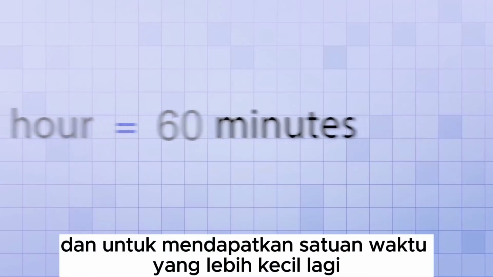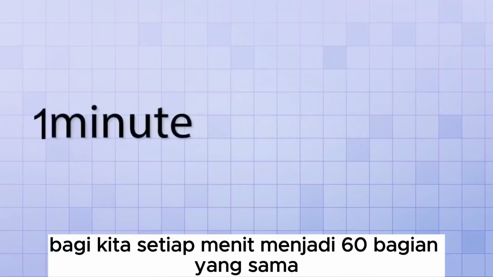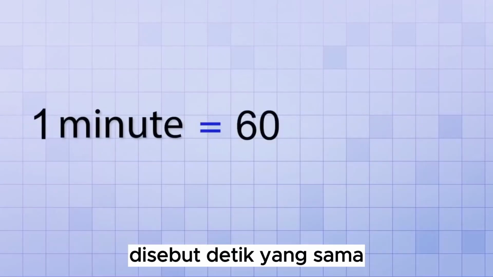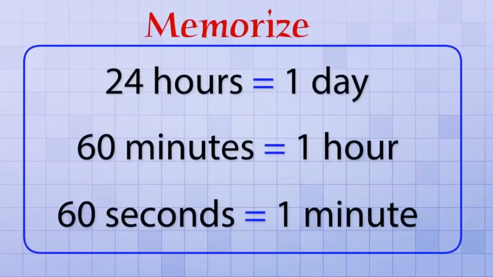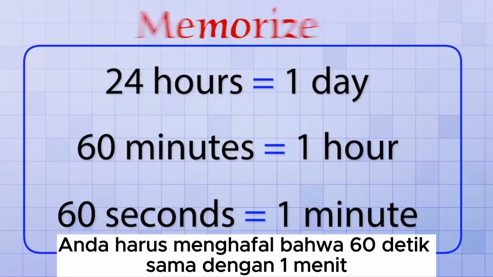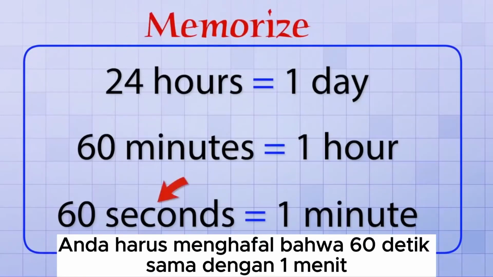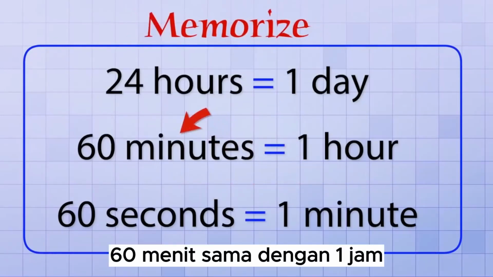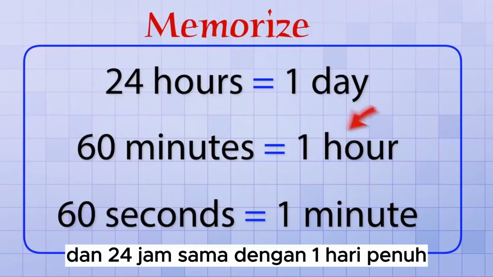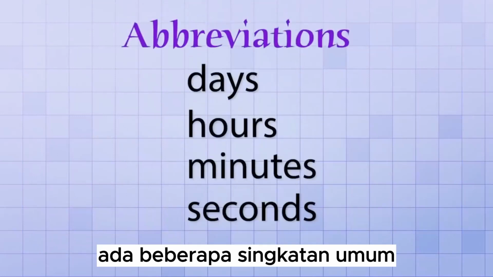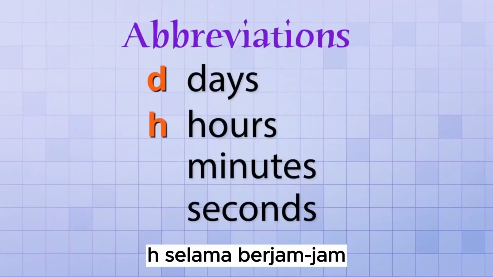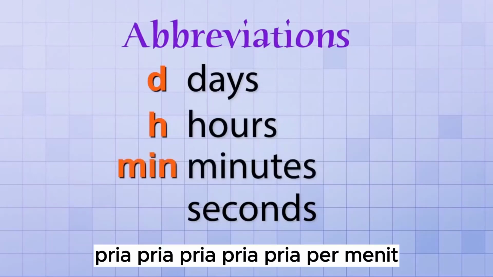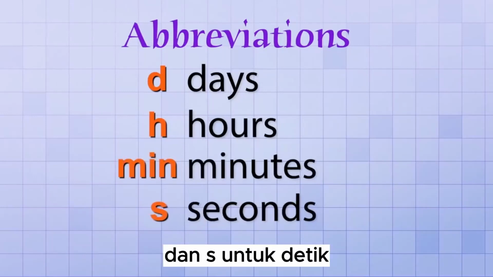And to get even smaller units of time, we divide up each minute into 60 equal parts called seconds. So a second is 1/60th of a minute. Going from the smallest to the biggest, you should memorize that 60 seconds equals 1 minute, 60 minutes equals 1 hour, and 24 hours equals 1 full day. There are some common abbreviations for these units that you should know too. D for days, H for hours, min for minutes, and S for seconds.